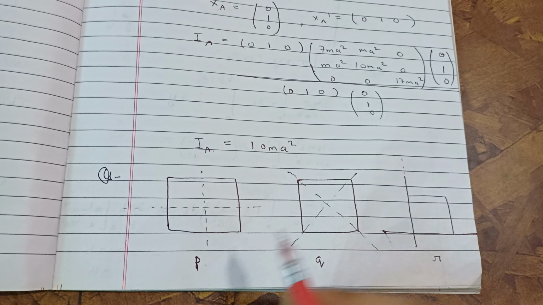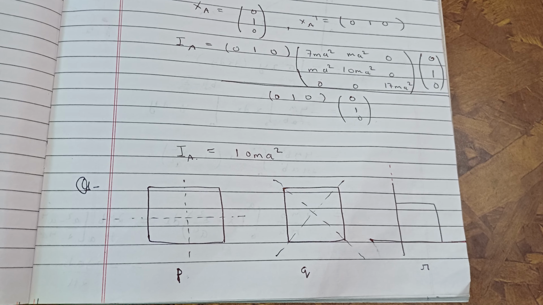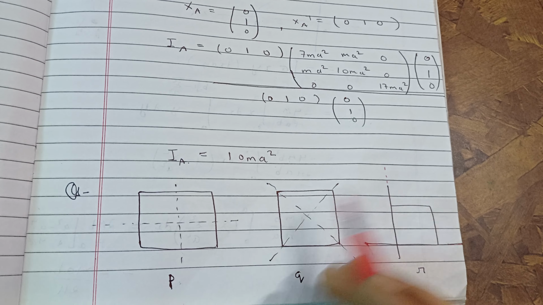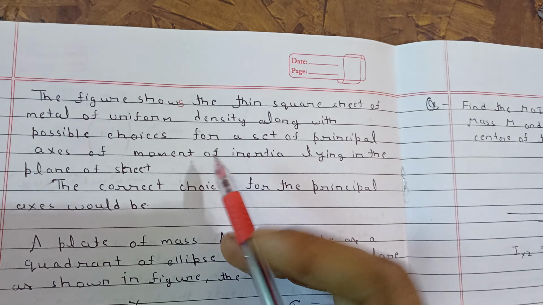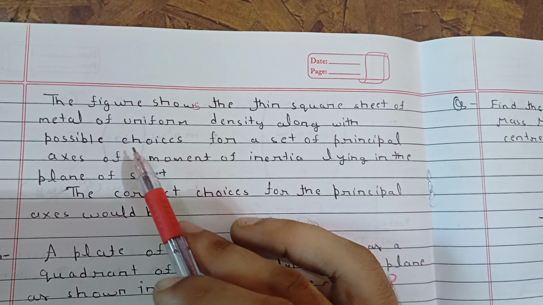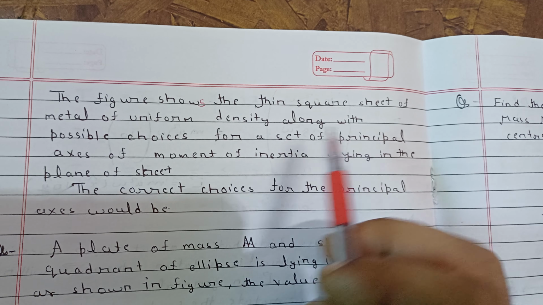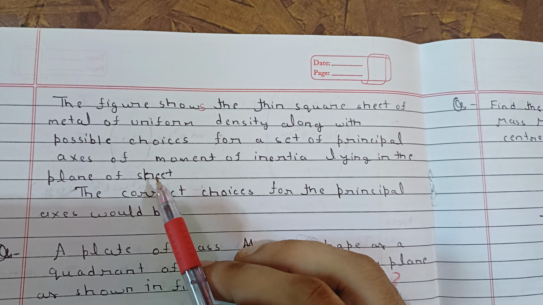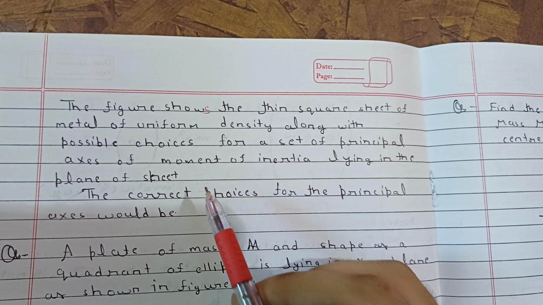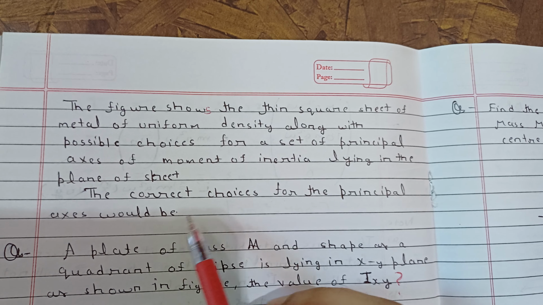Now there is one more question. These 3 figures are given and we need to find, let me show you this question, what we need to find. The figure shows thin square sheets of metal of uniform density along with possible choices for a set of principal axes of moment of inertia lying in the plane of the sheet. The correct choices for the principal axes would be.